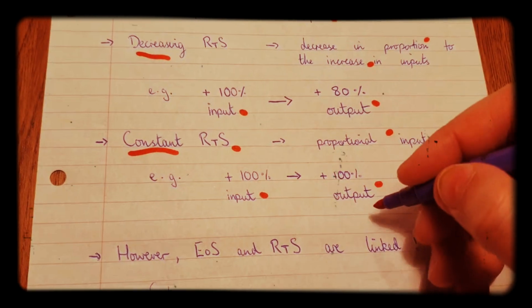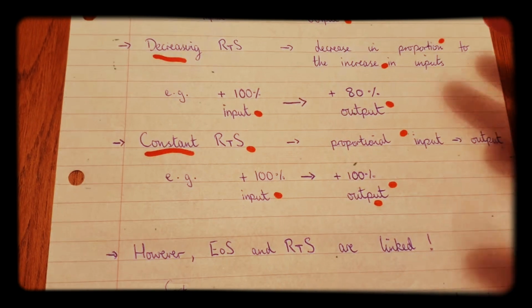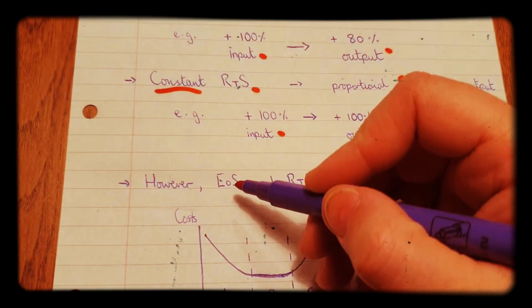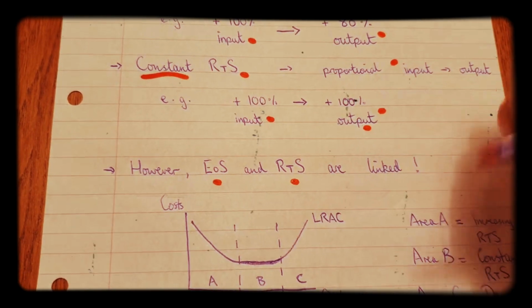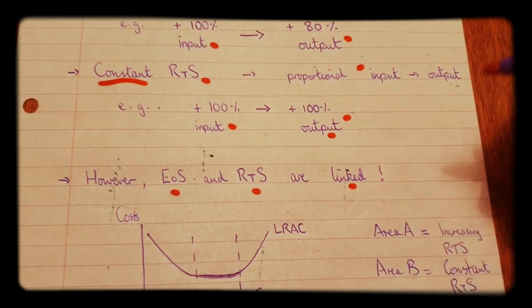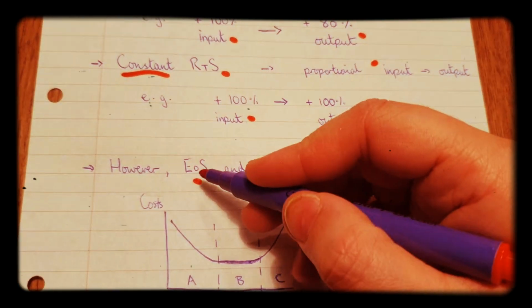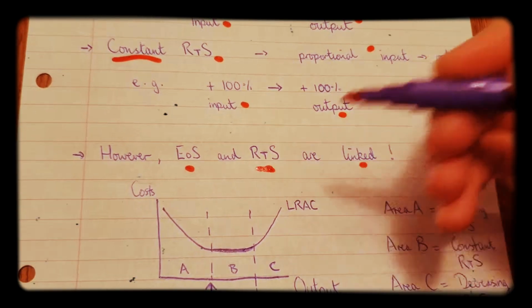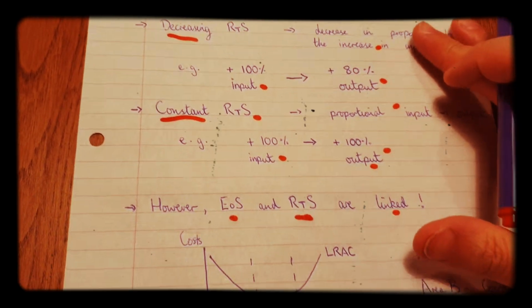So it's all about output. We're not talking about costs. So don't get that mixed up. Now here's the confusing bit. Economies of scale and returns to scale, however, are linked. They are related somehow. In order to benefit from economies of scale, the firm needs returns to scale. It needs increasing returns to scale, in fact.